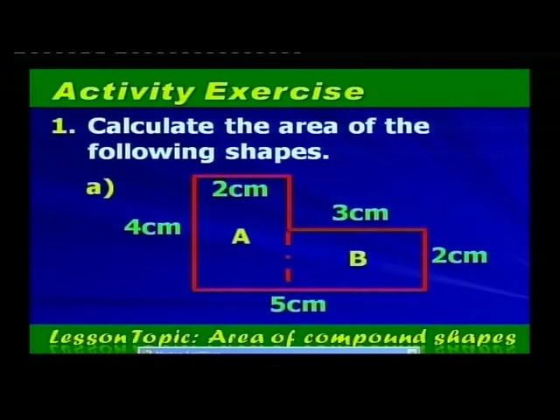Okay, you have an activity that I'd like you to work out using the steps and method that we just went through together. You are to calculate the area of the following shape. Having in mind, you work out the area separately first, and then you add them together to find the total area of the compound shape. So area A and area B. If you are confused on how to work that out, please do not hesitate to ask.